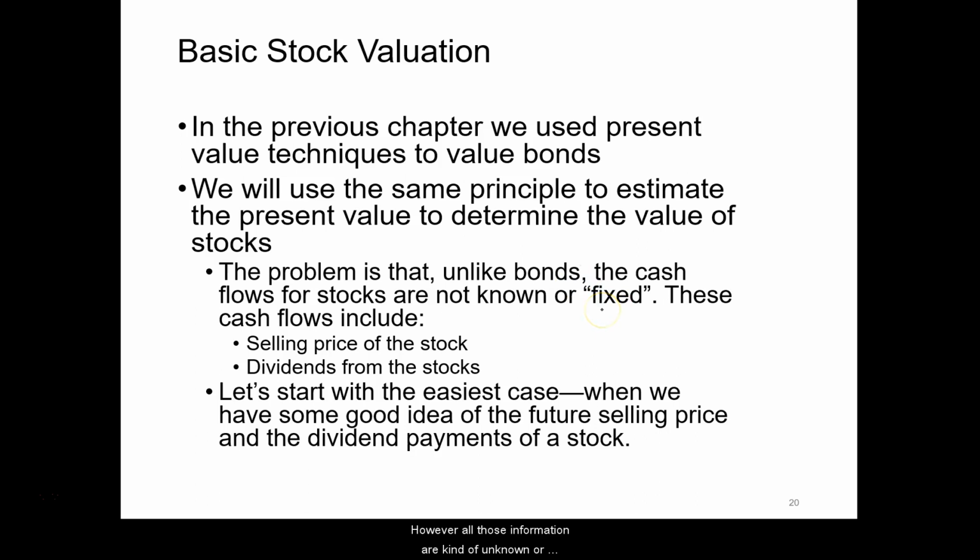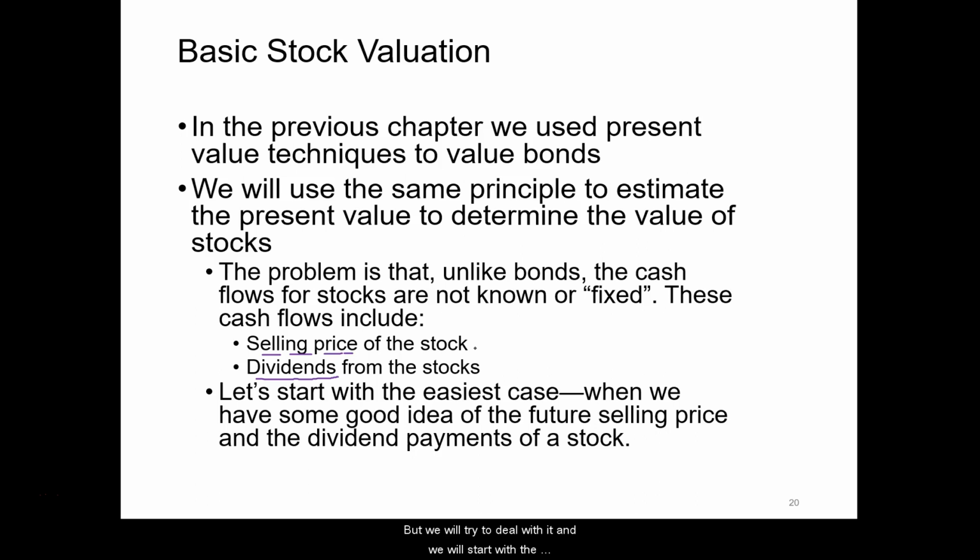However, all that information is kind of unknown or uncertain for stocks, because if stocks do pay dividends, we don't know how much they're going to pay and for how long they're going to pay the dividends. If you try to sell the stock in the future, we don't know how much the price would be. So these cash flows for stocks are more unknown or uncertain, which makes stock valuation more complicated and more challenging than the bond valuation. And that is a fact.